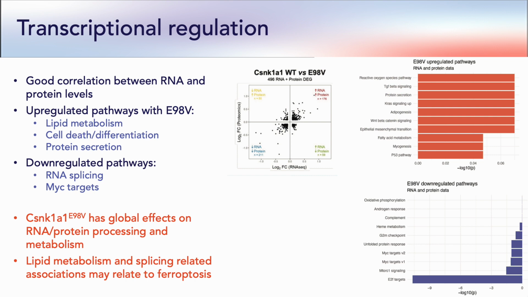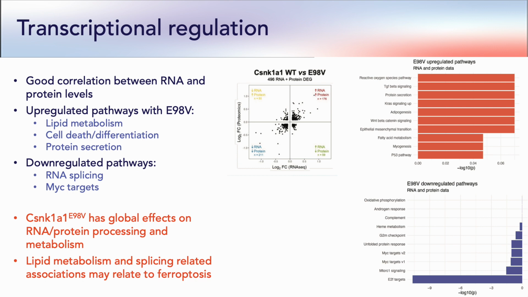So to describe the results that we have so far, starting with the transcriptional regulation, we see a good correlation between the RNA and protein levels within our samples, which is really encouraging because it's often the case that we cannot assume that RNA and protein levels correlate in this way. And when we do pathway analysis, we see several pathways which are upregulated with the E98V mutation, and these include lipid metabolism, cell death and differentiation, and protein secretion, which is really interesting to see in line with previous results that we had from preliminary analysis of this data. And in downregulated pathways, we see RNA splicing and MYC targets.